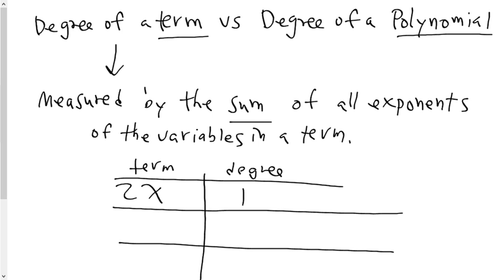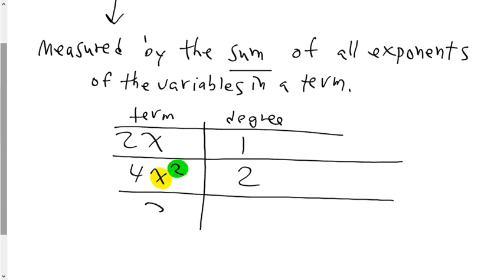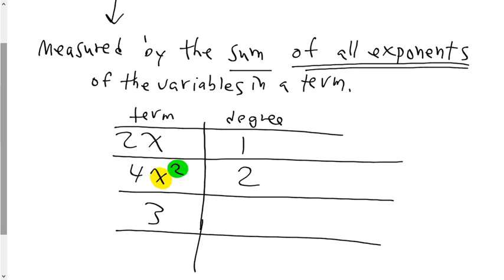If I look at 4x squared, there's one term, right? 4 times x squared, that's one term. What is its degree? Well, the variable is x, and the exponent attached to it is 2, so the degree of that particular term is 2. If I think of the number 3, remember, the degree of a term is measured by the sum of the exponents of all variables. Since the number 3 is just a constant, it doesn't have a variable, and therefore we would say its degree is 0.